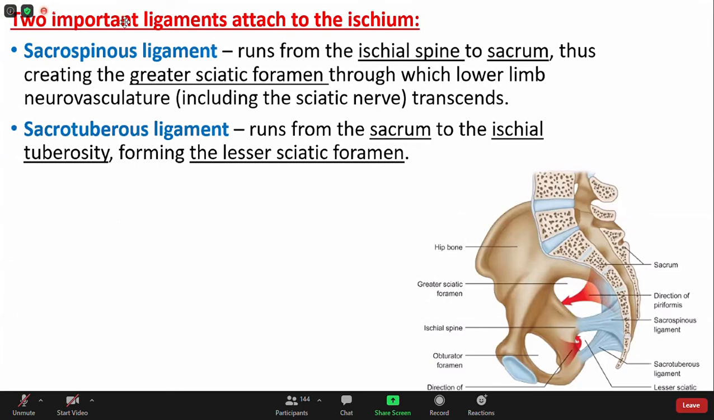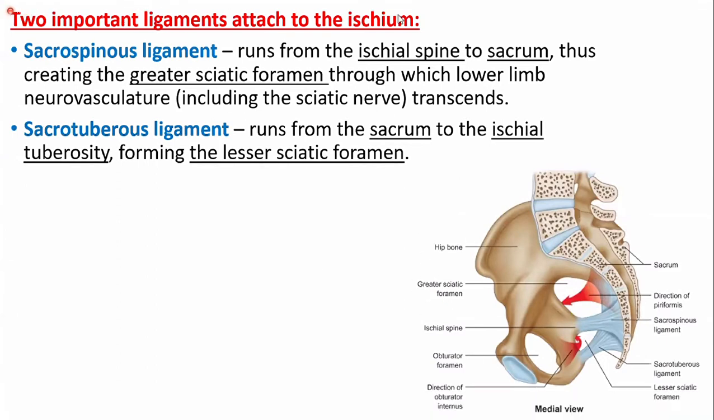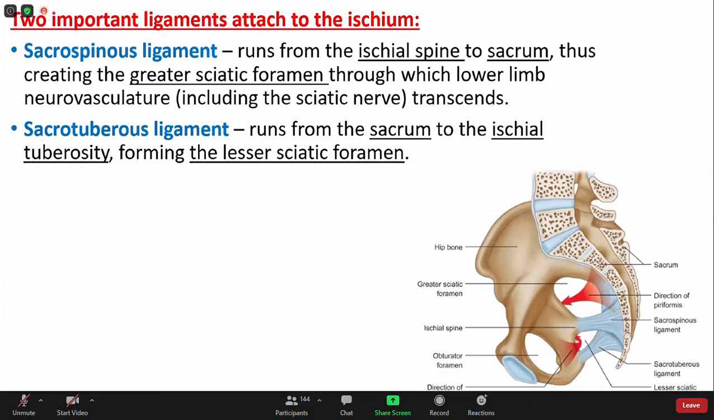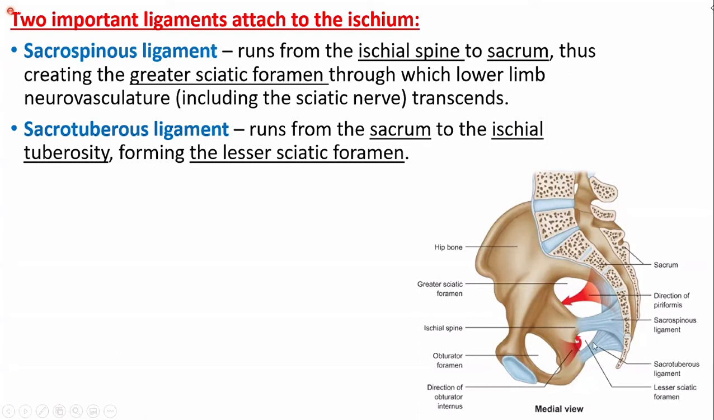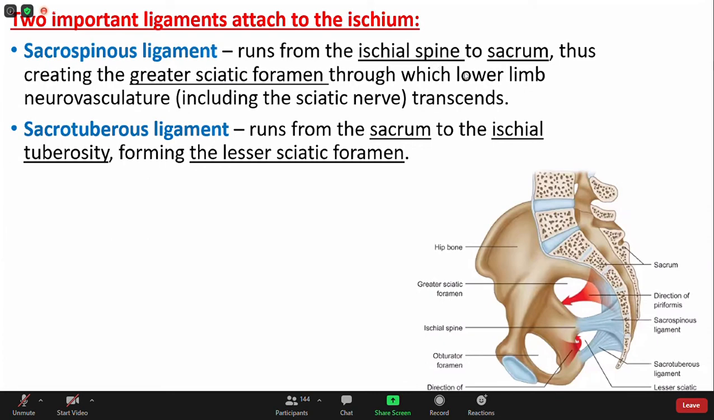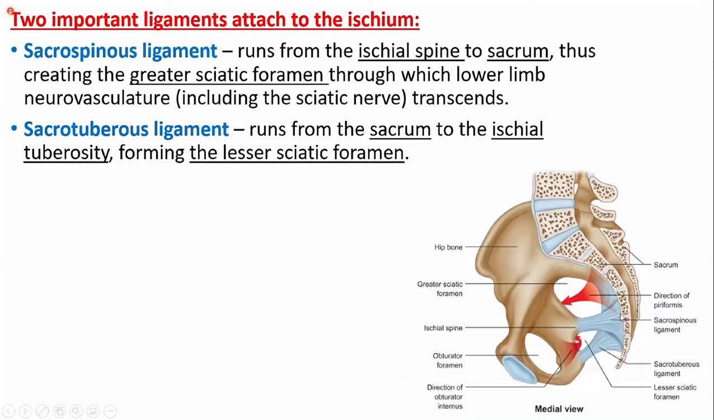Okay, guys. All right. Then you have two important ligaments. I hope that this is again not new to you. You have taken this before. So you have two important ligaments. One we call the sacrospinous, because it's coming from the sacrum all the way to the ischial spine. This is basically forming the greater sciatic foramen. And you have another one which is called the sacrotuberous, because it's coming from the sacrum all the way to the ischial tuberosity, and this is forming the lesser sciatic foramen.